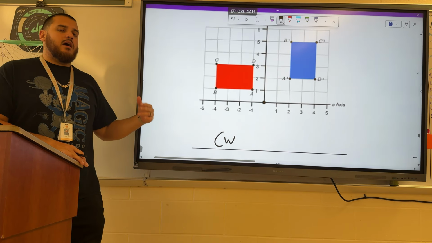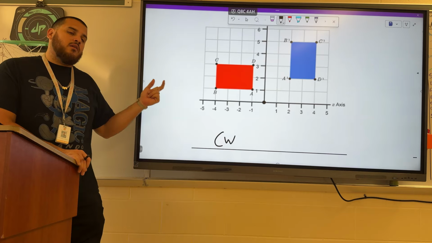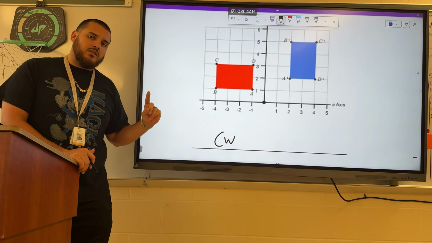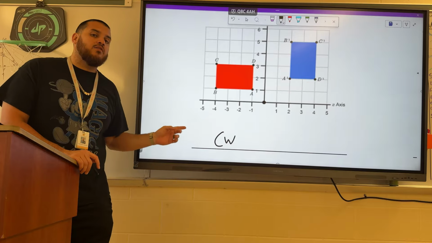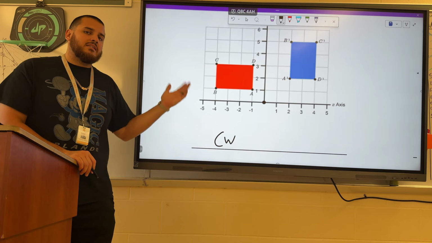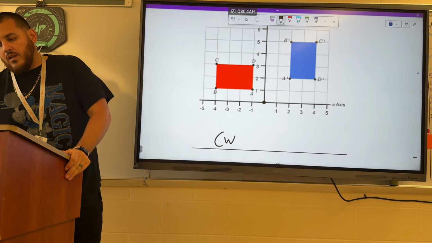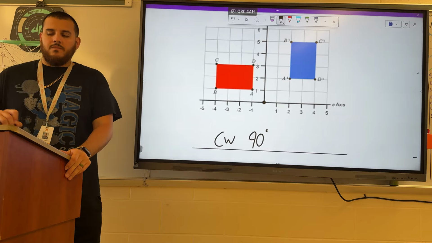And then I just need to know how many degrees. And the rule is, however many quadrants we move, sorry, let me clarify that. Every single quadrant we move is 90 degrees of movement. So going from 2 to 1 means that we've gone clockwise 90 degrees.